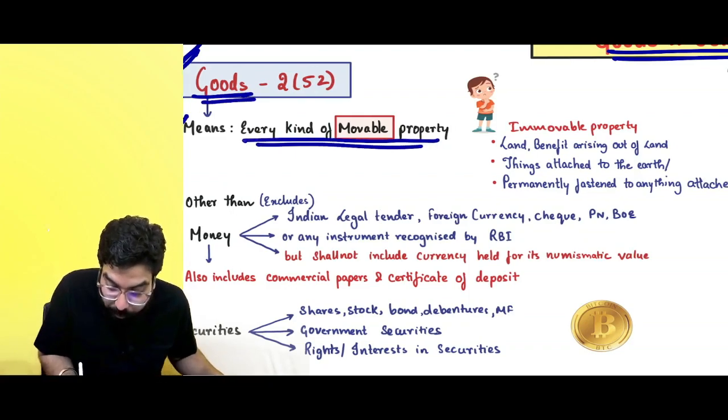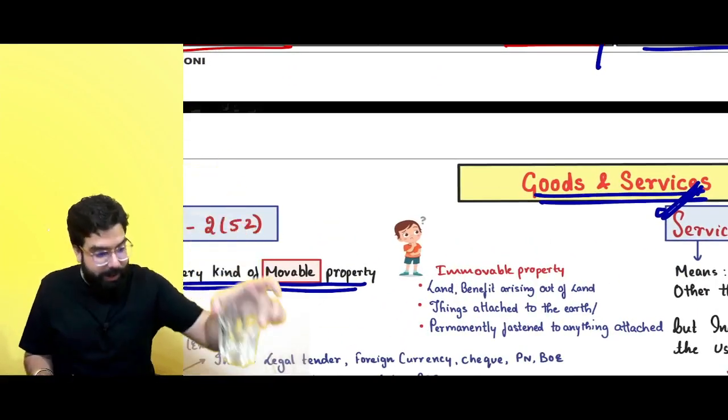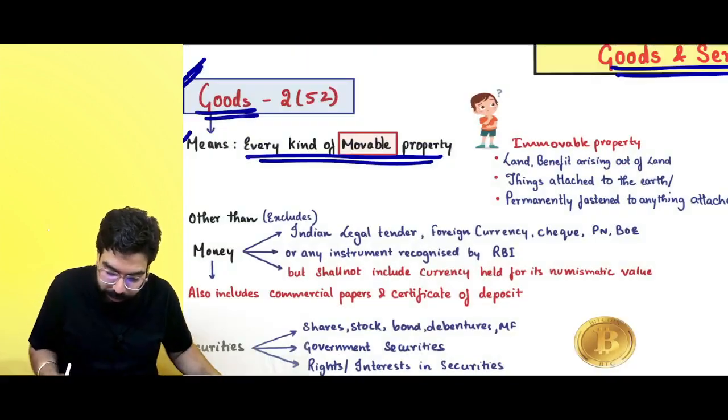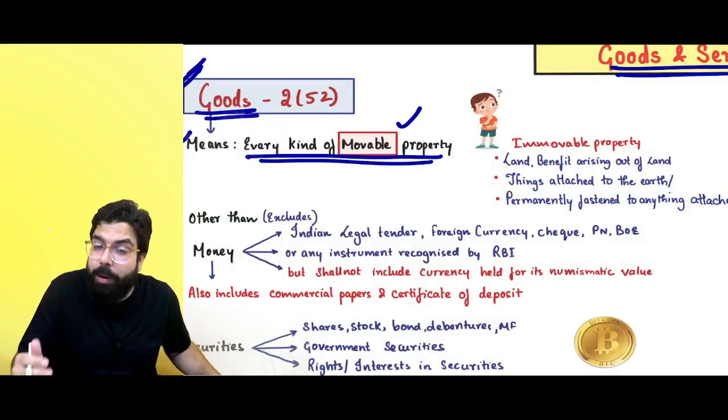Goods means every kind of movable property. Whatever is movable is goods. Goods means every kind of movable property. It means immovable property is not goods.